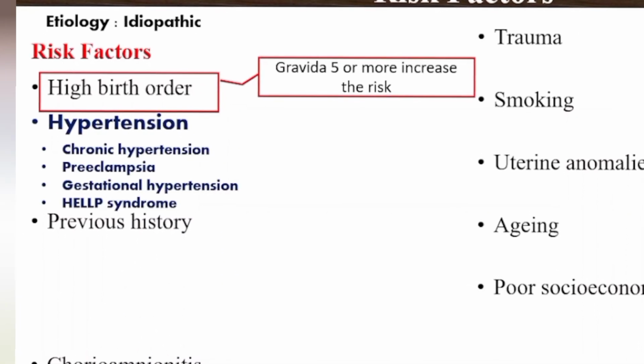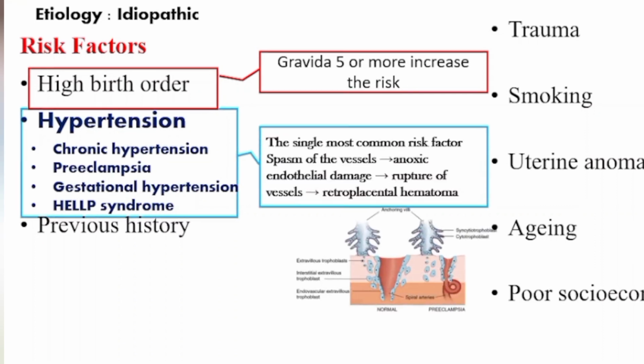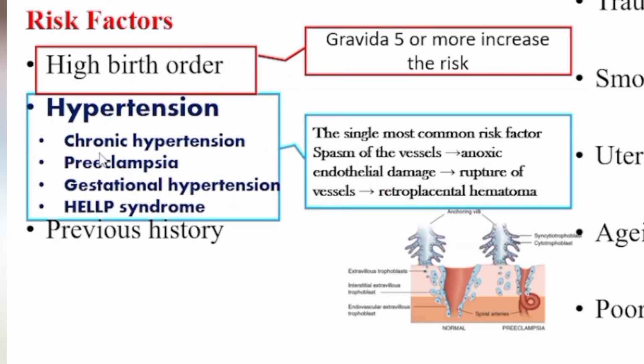The other is hypertension. Hypertension is the greatest risk factor of abruptio placenta. We have different types of hypertension, like chronic hypertension, preeclampsia, eclampsia, gestational hypertension, and HELLP syndrome, where the complication is very severe in case of preeclampsia and eclampsia. Okay, so hypertension is the single most common risk factor.